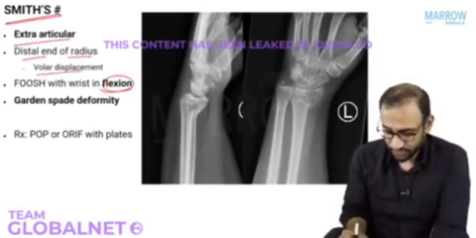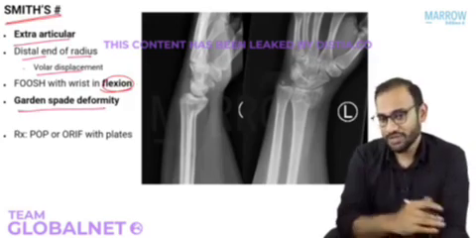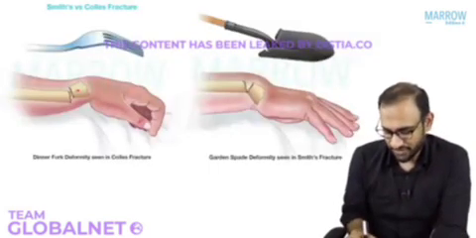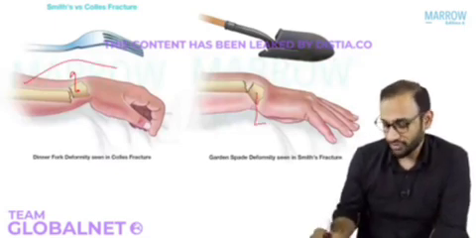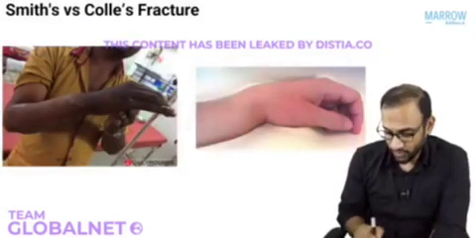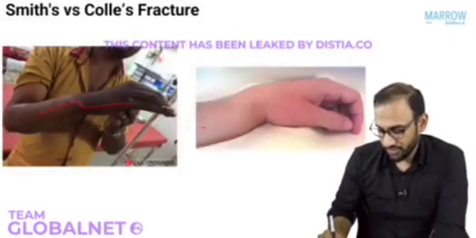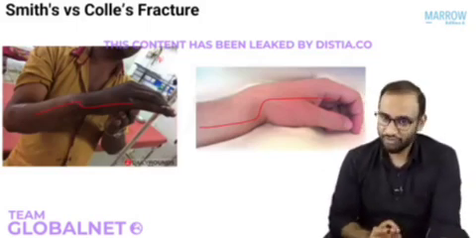Very good. The deformity associated with Smith's fracture is garden spade deformity, which is the opposite of a Dinner-Fork deformity. Distal fragment going dorsally, you have your Dinner-Fork deformity, and distal fragment going ventrally or volarly, you have your garden spade deformity. Again, clinically you will notice that this is your garden spade deformity and this is your Dinner-Fork deformity. A very, very important clinical image for your exam.